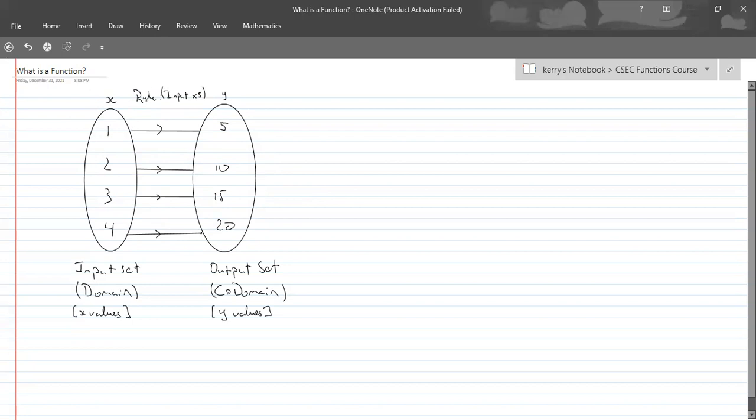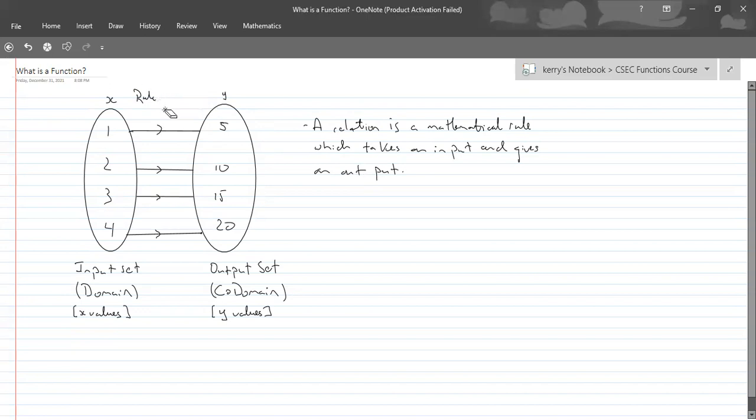This rule, or this instruction, is what you call a relation between the input and output sets. Again, this is just a general overview of what it is. The teacher might give a slightly more specific version. But a relation is a mathematical rule which takes an input and gives an output. All a relation does is tell you what rule we use. So the rule here, to go from our input set to our output set, is that we take each input value and multiply it by 5.